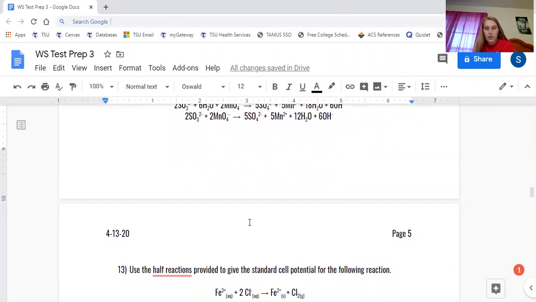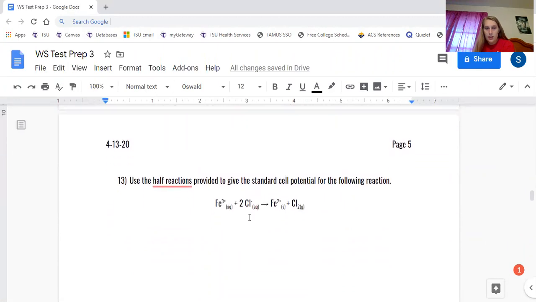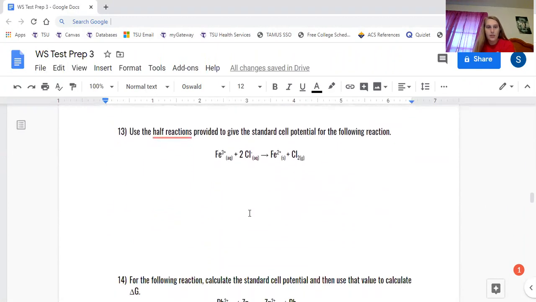Okay, so we're going to use the half reactions provided to give our standard potential for the following reaction. How much more do we have? May not get through all of these because we're bad at time.